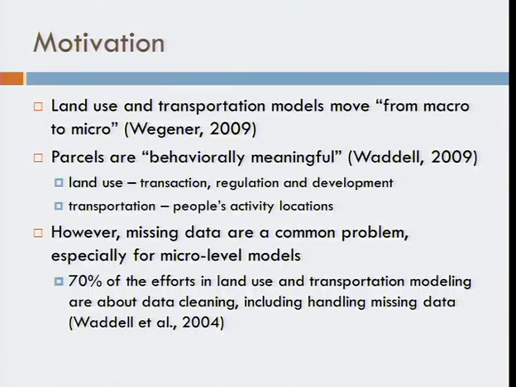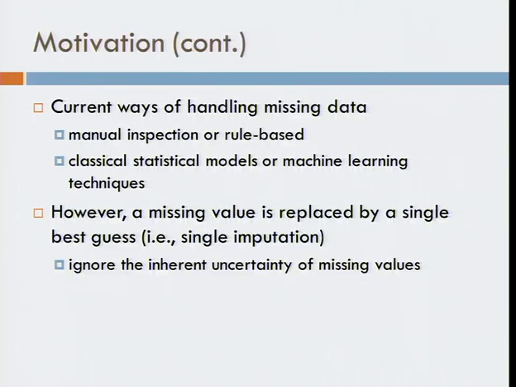However, missing data are a common problem, especially for micro-level models. Professor Waddell, who invented UrbanSim, said 70% of efforts in land use and transportation modeling are about data cleaning, including handling missing data. There are some ways of handling missing data. We can manually inspect and clean, or we can use a set of rules to fill in missing values. Also, we can develop classical statistical models or machine learning models.